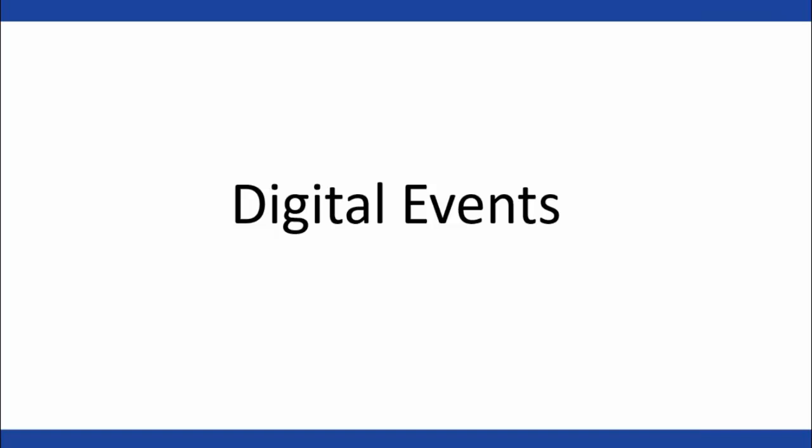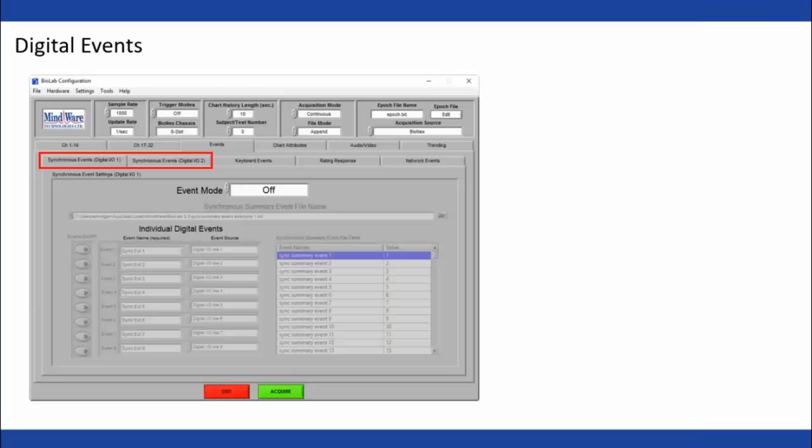And we're going to start by talking about digital events. When you open the Events tab in BioLab, you're going to see multiple tabs within that menu that each pertain to the different types of events that I just mentioned. So digital, keyboard, and network. And the first two tabs deal with the digital events.